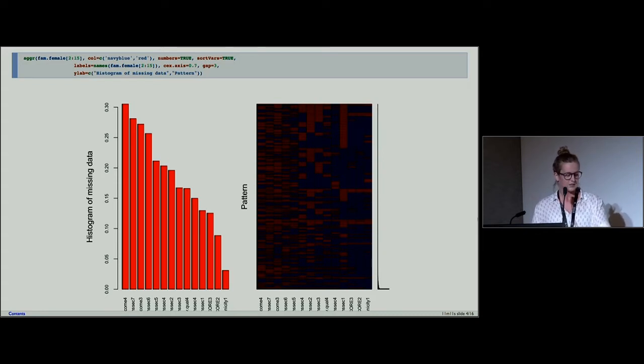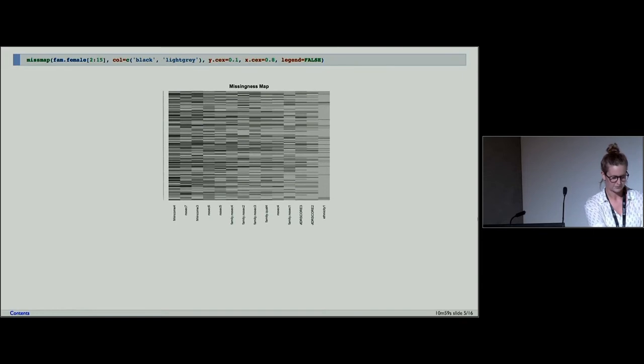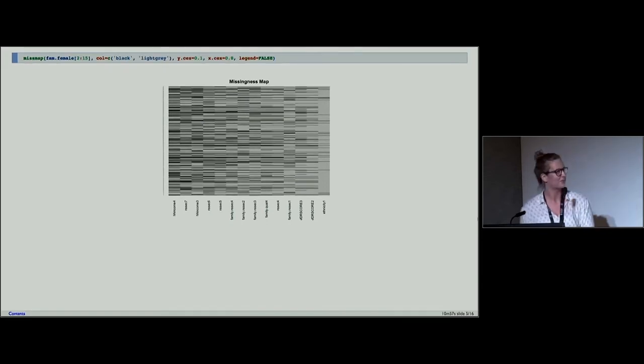It was more about people refusing to answer certain questions. So you can see a selection of the patterns in the graph on the right. But you can also see the full list of participants using the missmap function in package Amelia. Each line represents a single participant, and the black lines represent missing values.